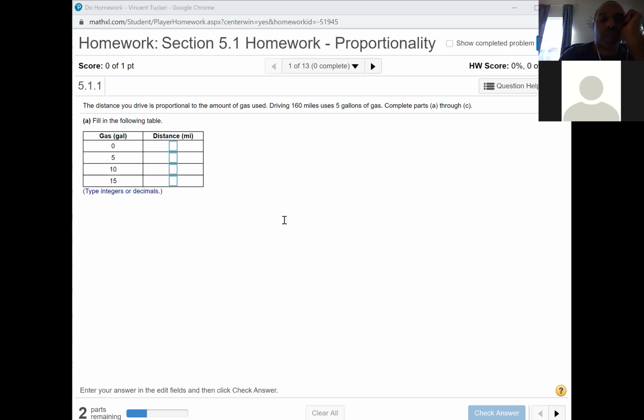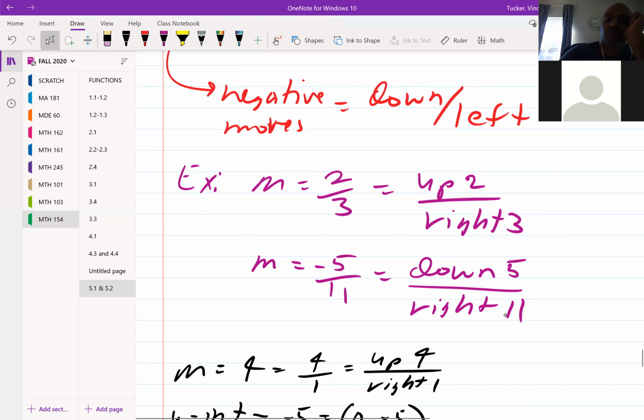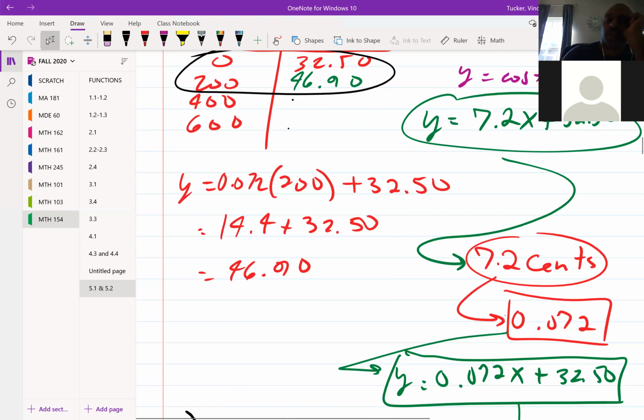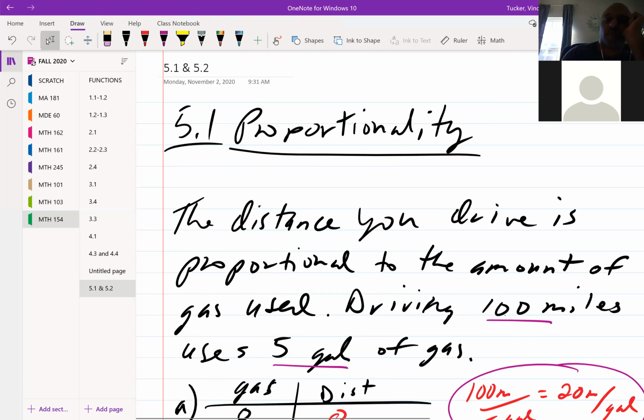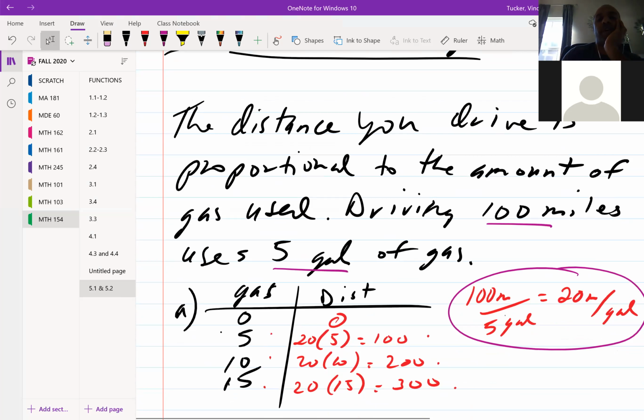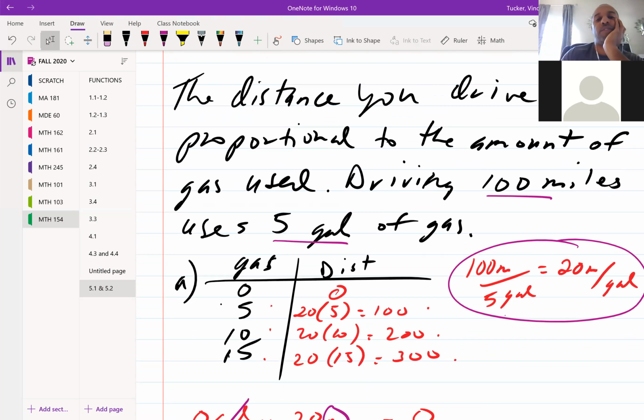So let's go to my notes. All right. So I was looking at the first one. So for me, I have the distance you drive is proportional to the amount of gas used. Driving 100 miles uses 5 gallons of gas.